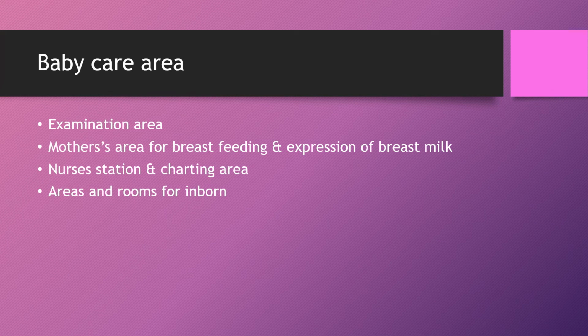Baby care area. In the baby care area there has to be an examination area for the neonates, then an area to breastfeed the baby and express the breast milk of the mother, then a nurses station and charting area, then areas and rooms for the inborn, that is newborn babies. So this is the area which will be provided by the NICU.